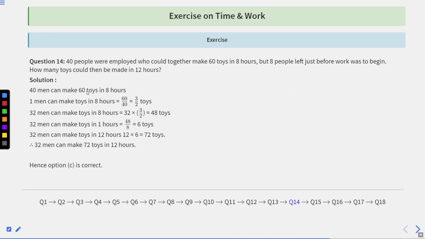40 men can make 60 toys in 8 hours. One man can make, in 8 hours, 60 upon 40, that is 3 by 2 toys. And 32 men can make in 8 hours 32 into 3 by 2, that is 48 toys. So 32 men can make in 1 hour 48 by 8, that is 6 toys. So 32 men can make in 12 hours 12 into 6, that is 72 toys. Therefore, 32 men can make 72 toys in 12 hours. So the correct option here is option C.